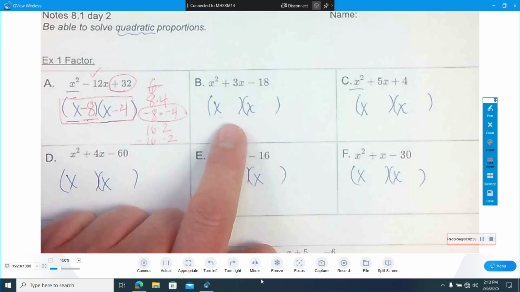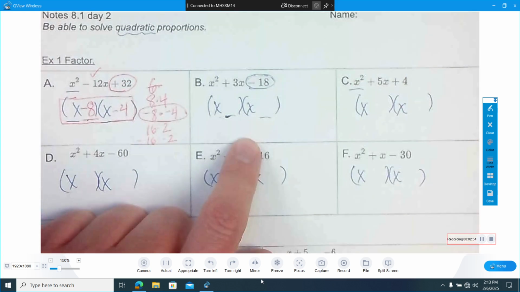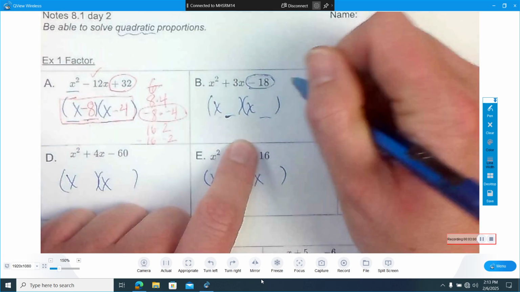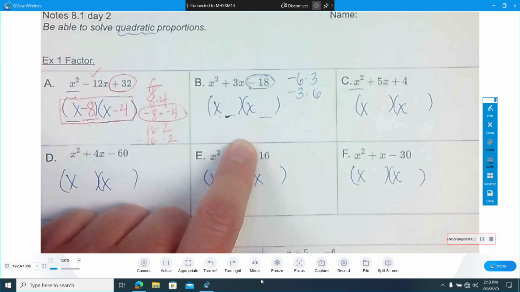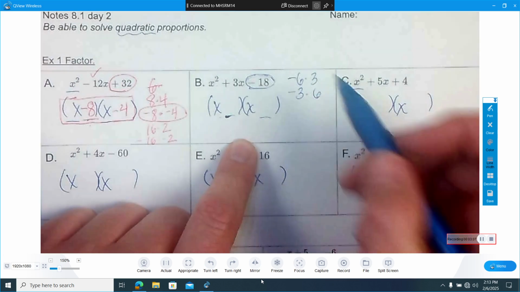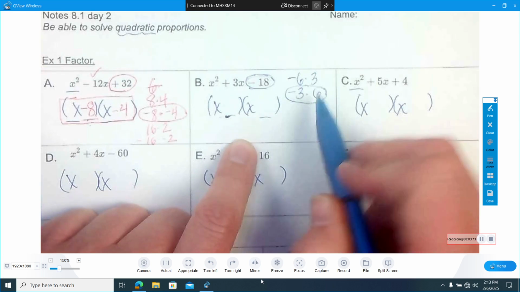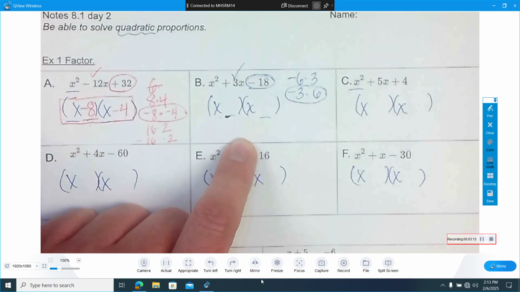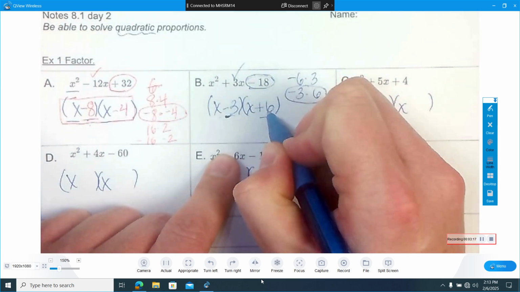All right, let's look at number B. Last times last has to be negative 18. What times what is negative 18? Negative 6 times 3 or negative 3 times 6? You would want negative 3 times 6 because 6 minus 3 is 3. Yeah, negative 3 and a positive 6 gives us a positive 3 when we add them. So pop in that negative 3 and the positive 6 and you're done.